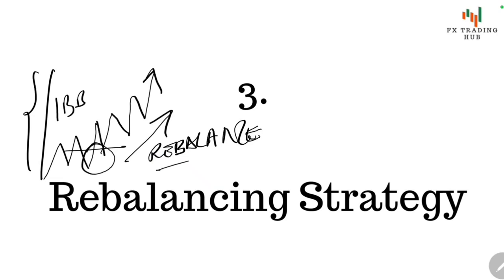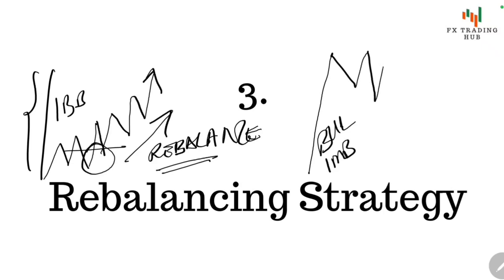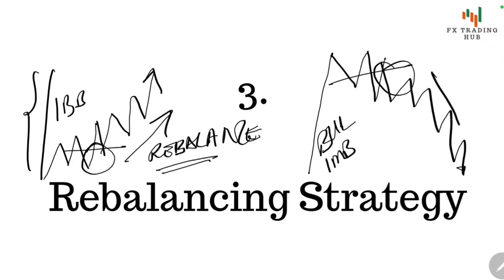and bullish rebalance. Now the buy side: the market spikes up after the news was released, and now you have a bullish imbalance, and now you want to trade the bearish rebalance. Okay, bearish rebalance. So this is the strategy.